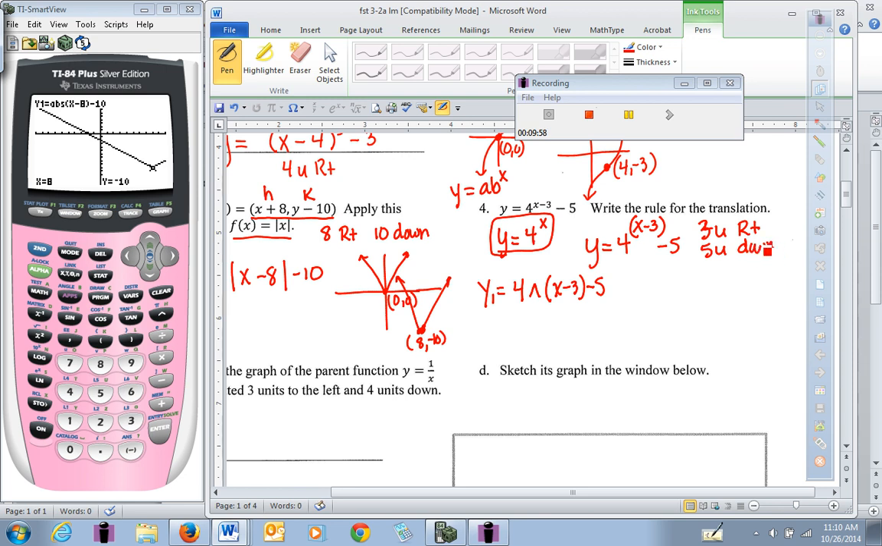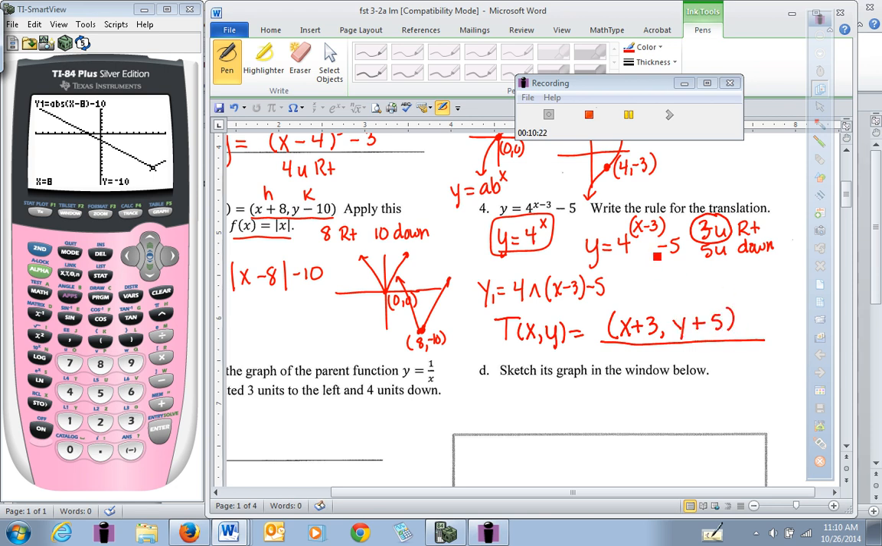Alright, so when I go to write my rule, I'm going to say I want this big capital T, every ordered pair, x comma y, and I'm going to tell what happens to every ordered pair here. Well, every x coordinate is going to go 3 to the right. That's x plus 3. Every y coordinate is going to go 5 units up, so that's y plus 5.